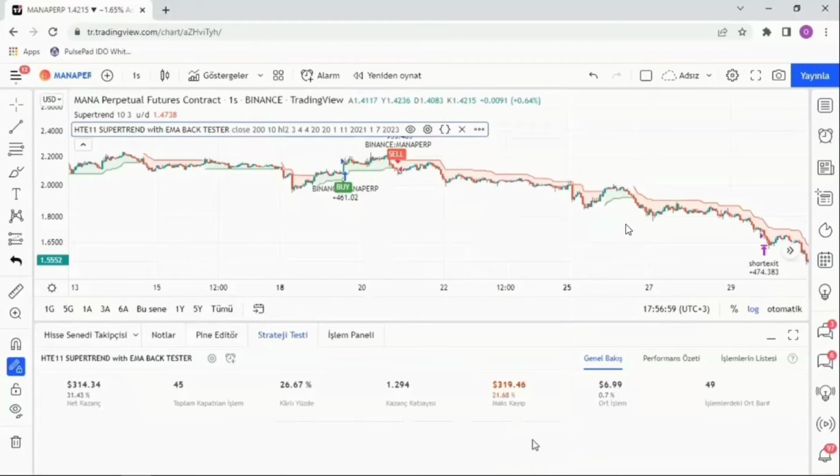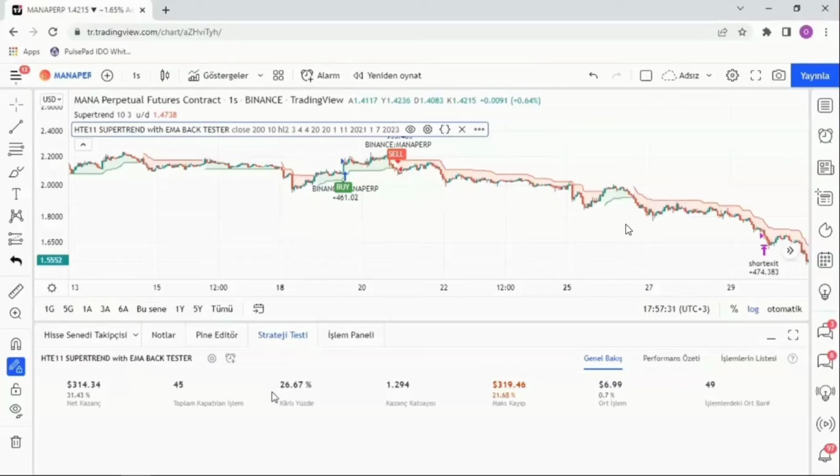Okay, now our success rate is 26%, but since our risk reward ratio is so high, we can make some money here, but it is still not satisfying. By looking at these results, we can easily say that Supertrend does not get along with exponential moving average so much.